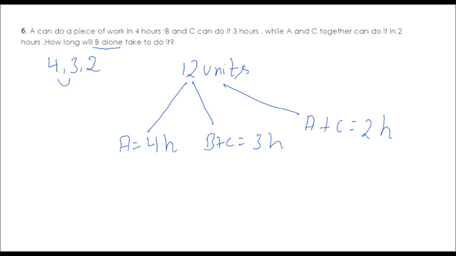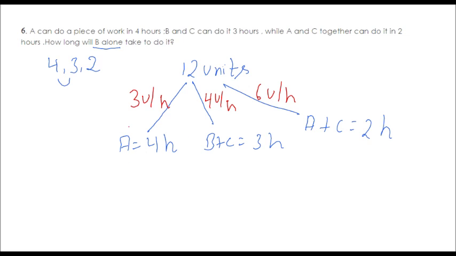The capacity of A is 12 units, 12 by 4, which is 3 units per hour. Here we are having hours, that is why I am taking hours. See, this is 12 by 3, so the capacity is 4 units per hour, and this is 12 by 2, which is 6 units per hour. So we got all the capacities.